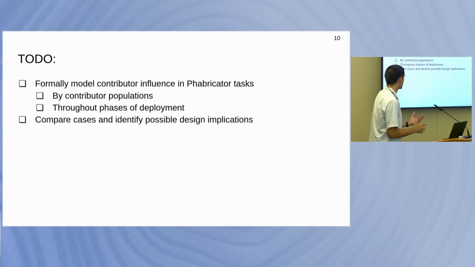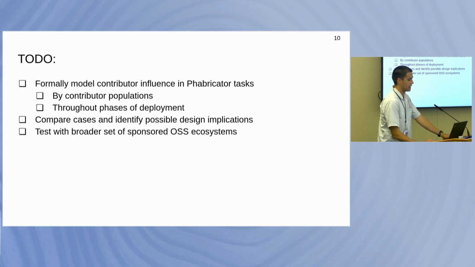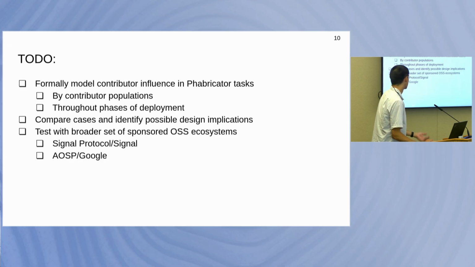But once we have that, we want to compare the cases a little bit more rigorously. There are structural differences in how these different deployment processes were run, and looking at the different gaps or the ways that the differences might be relevant is important for identifying any possible design implications for future deployments moving forward. And then once we have those implications, those provocations, we want to test with a broader set of ecosystems, whether that's Signal or the Android open source project or WebKit.